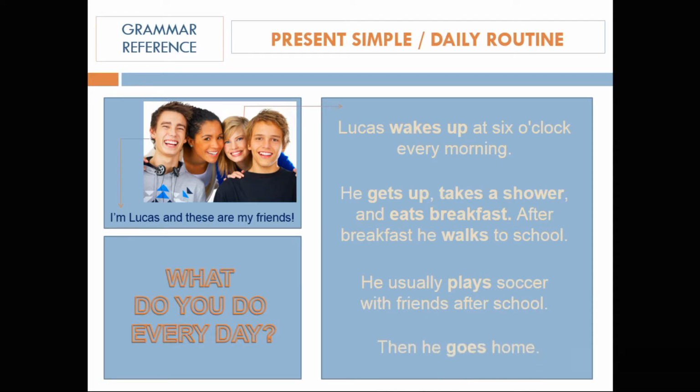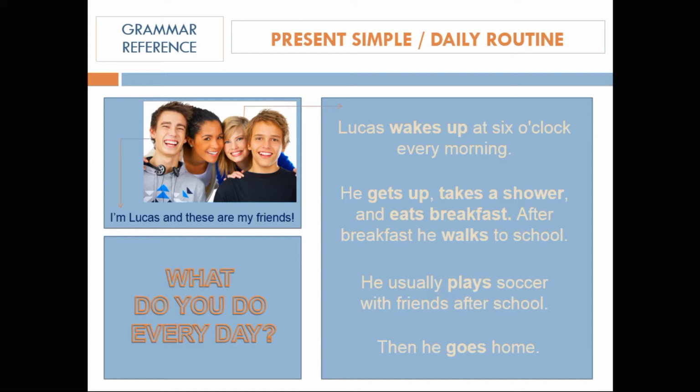Then I go home. But when I'm talking about Lucas, I say Lucas wakes up at 6 o'clock every morning. He gets up, takes a shower, and eats breakfast. After breakfast, he walks to school. He usually plays soccer with friends after school. Pay attention to all these verbs. Wake, get up, take a shower, take, eat breakfast, eat, walk, and play. All these verbs you add s for he, she, it in the present simple, okay?